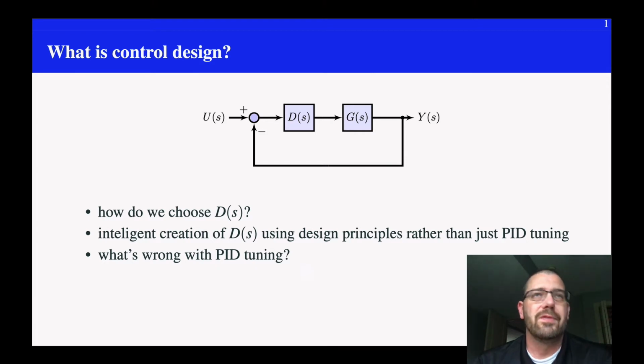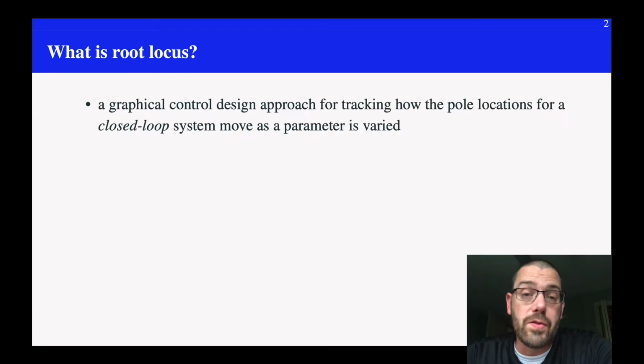There are, I don't know, two, three, four primary ways that people do control design, and Root Locus is probably the most common one that people start with. So, what is Root Locus? The Root Locus is a graphical control design approach for tracking how the pole locations for a closed loop system move as a parameter is varied.